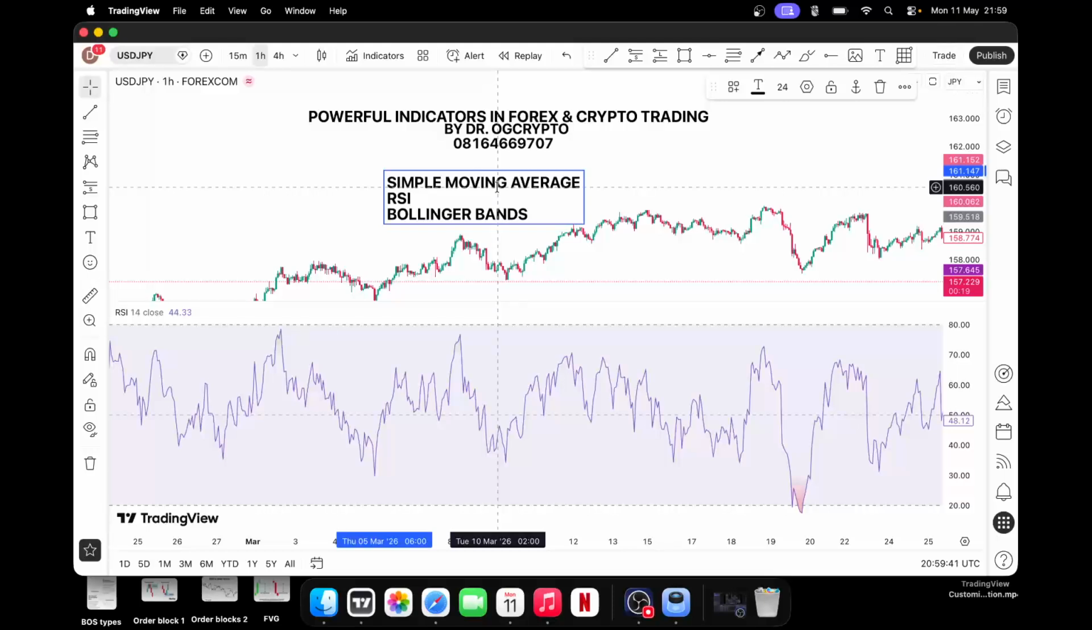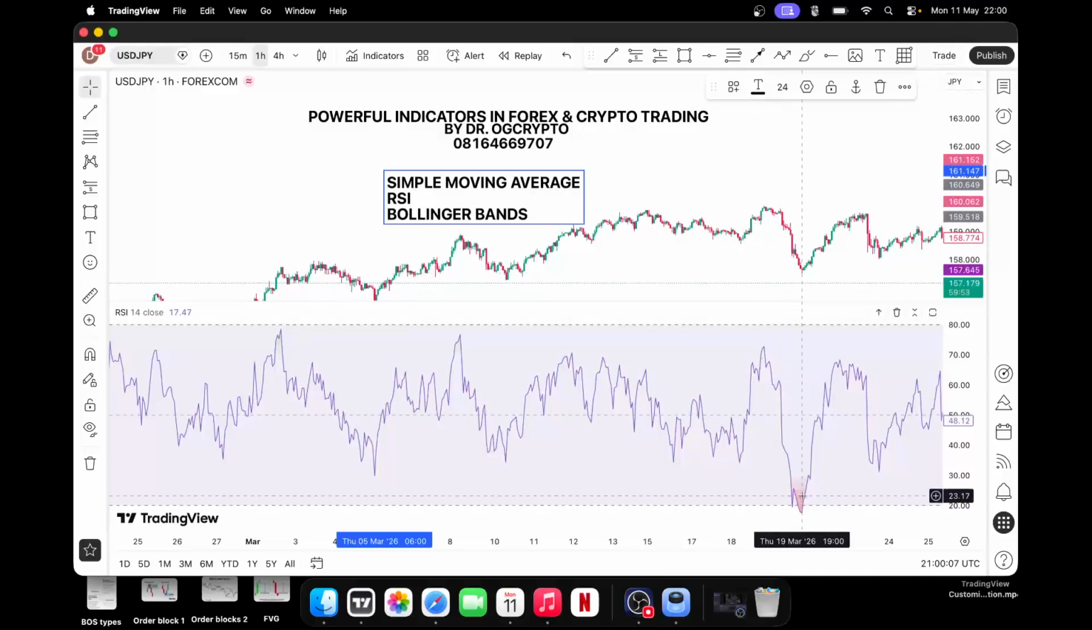We use simple moving average to know, okay, what is the trend of the market? Oh, market is going up. Okay, market is about to come down. To know the trend. But for relative strength index, we use that one to know that, okay, the market is about to reverse. Let's say market has been buying. Once you hit the 80 level, it's going to drop. Once you reach the 20 level, it's going to go back up.